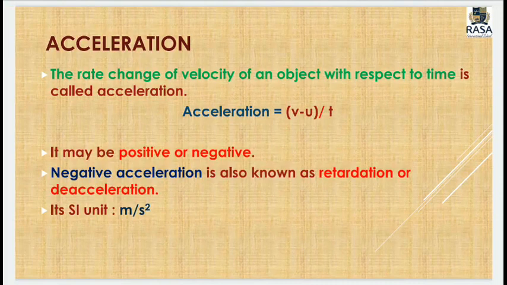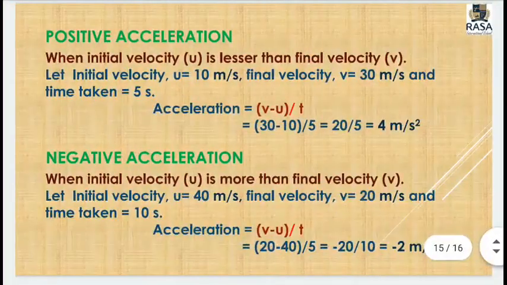Now again, acceleration can be positive or negative. The negative acceleration is given a unique name, that is either you place the minus sign, or you can write retardation or deceleration, but the SI unit will remain the same, that is meter per second square. So the negative acceleration can also be noted as retardation or deceleration.